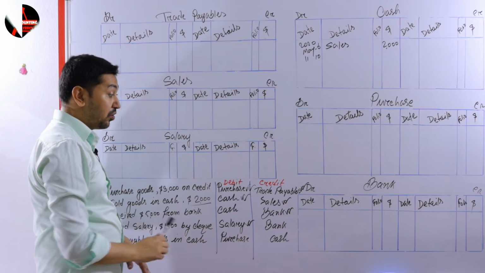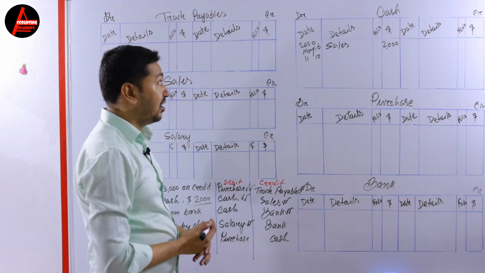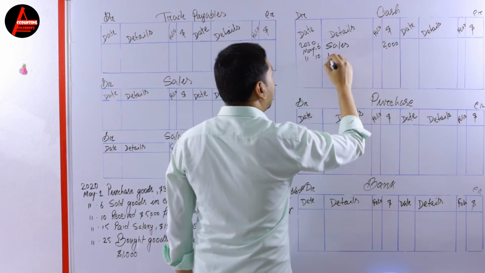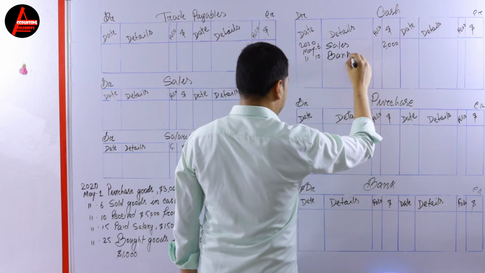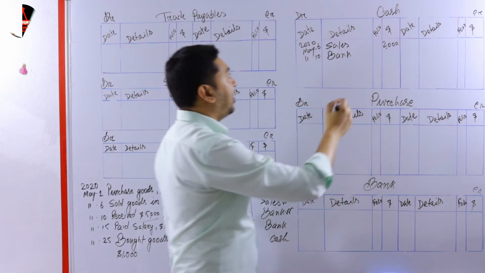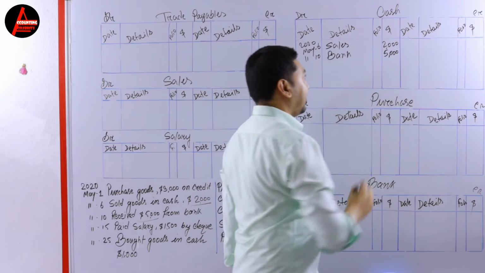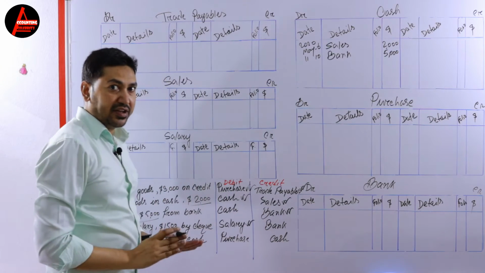What is your opposite account? Your opposite account is bank. So you need to write here bank. Okay, so let us write bank. How much is your bank? Your value is here $5,000. So right here $5,000. Very good, very easy.